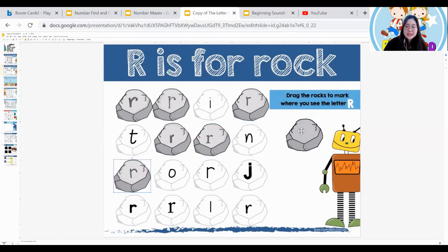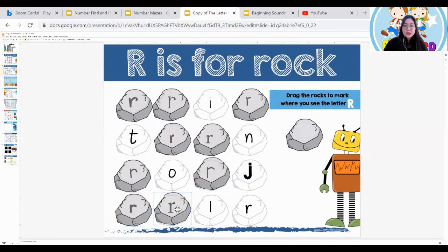Lowercase letter R? Yes. Lowercase letter R? No, it's letter O. Lowercase letter R, another yes. Lowercase letter R, no, it's the letter J. Lowercase letter R, yes. Lowercase letter R, another yes. Lowercase letter R, no, it's the letter L. This one is the lowercase letter R. Yes, it is. Wow, we found all the capital and the lowercase letter R. Let's proceed to our work.